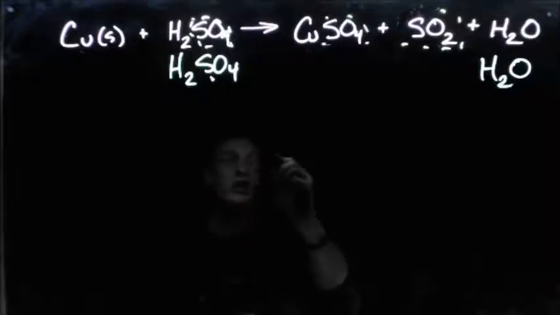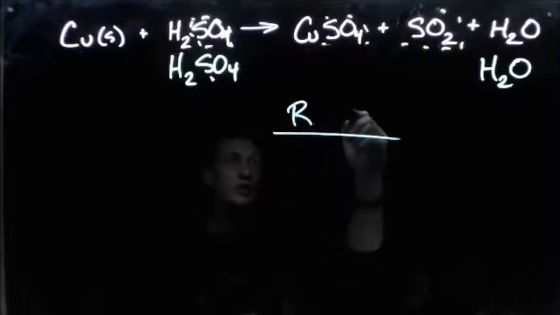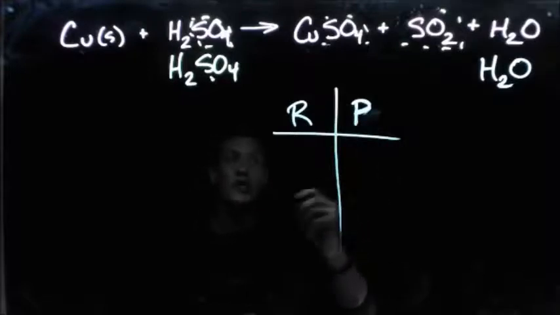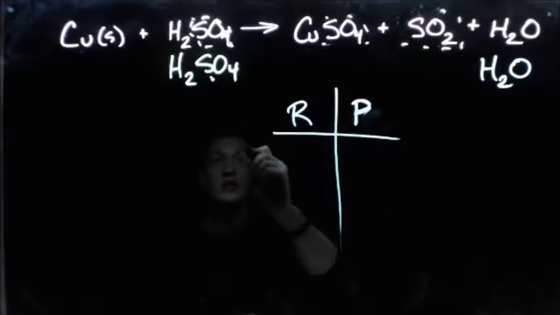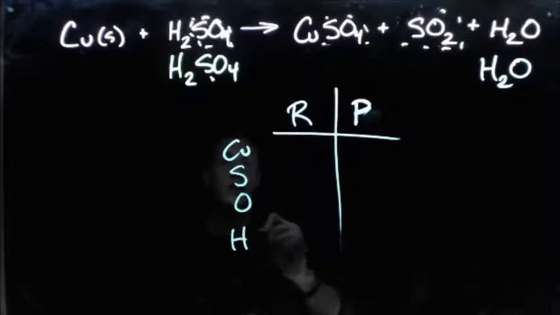So a lot of people use this sort of paradigm. They do a reactant side and a product side. Darn it, me and my R's and B's. Okay, so reactants and products: you've got your copper, you've got your sulfur, you've got your oxygens, and you've got your hydrogens.